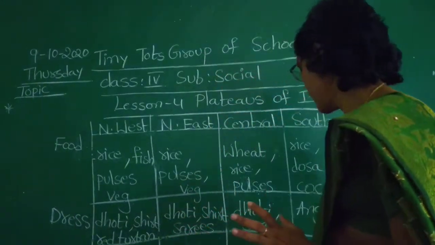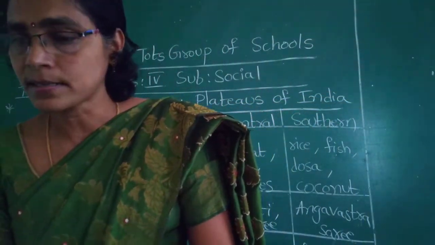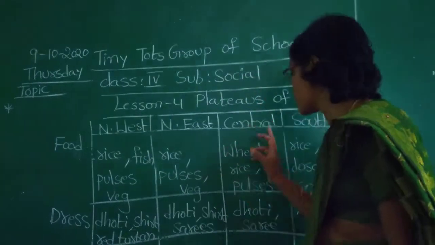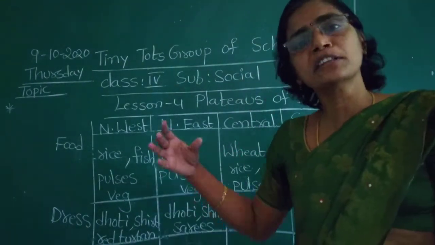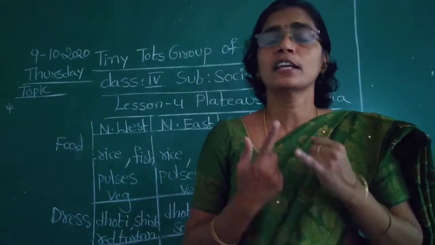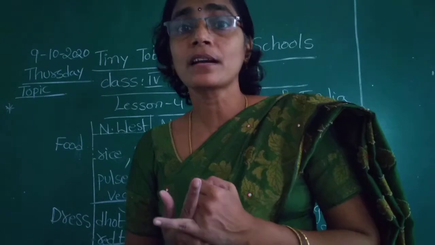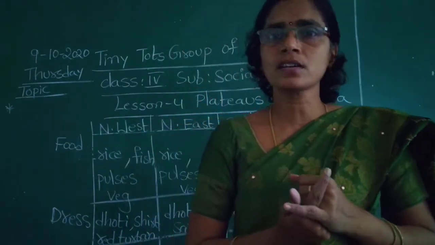Wheat, rice and pulses. And they are wearing dhotis and saris. This is about the central part of India. The people are depending upon farming along with mining. And here diamond and gold mines are there in Panna and Bundelkhand. It is also called the heart of India.